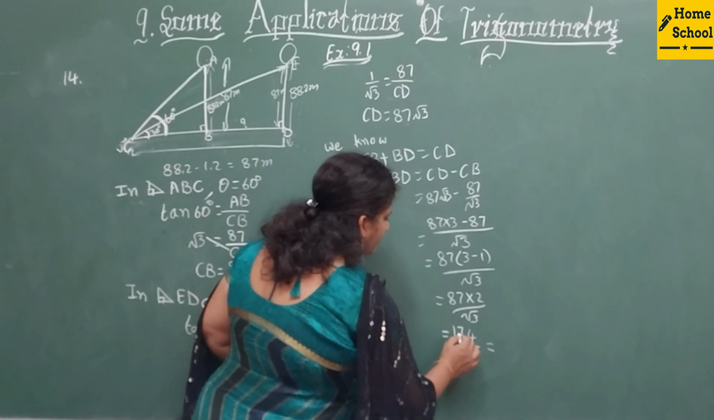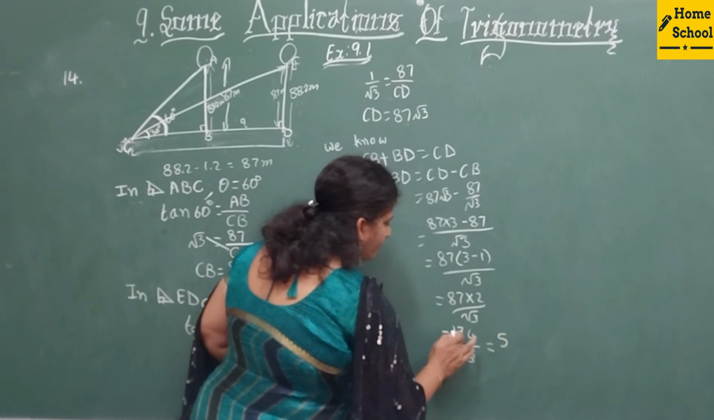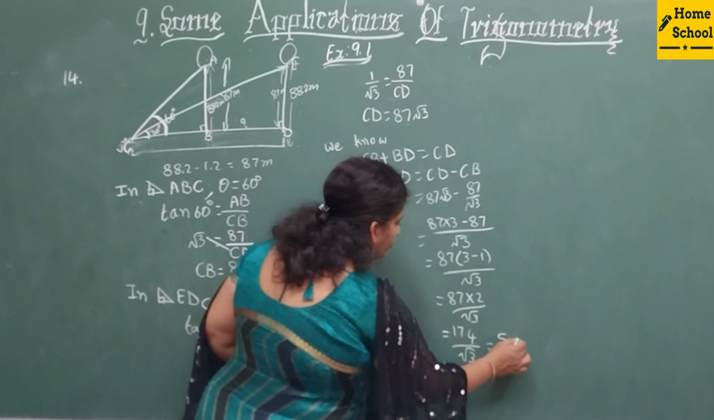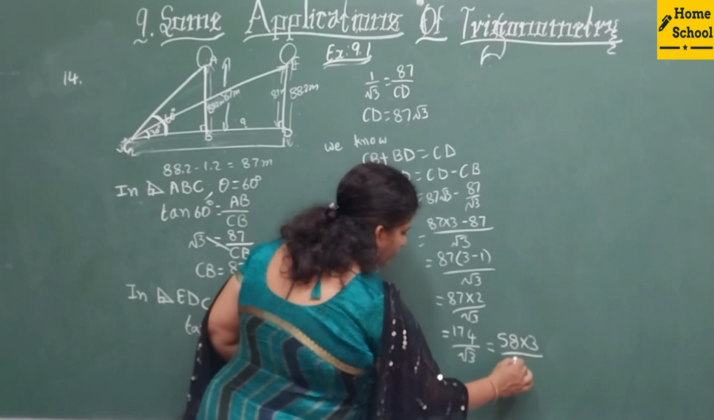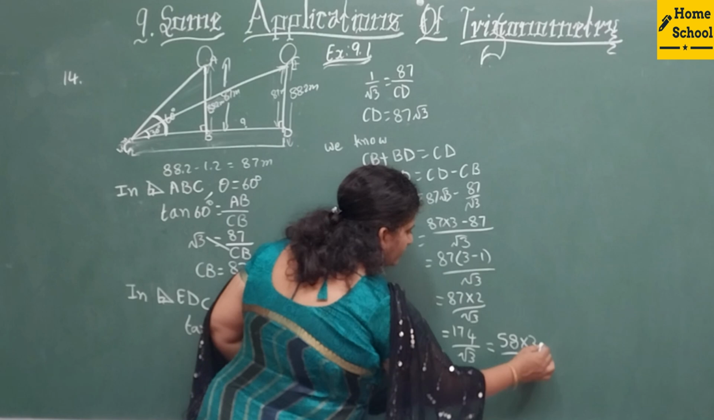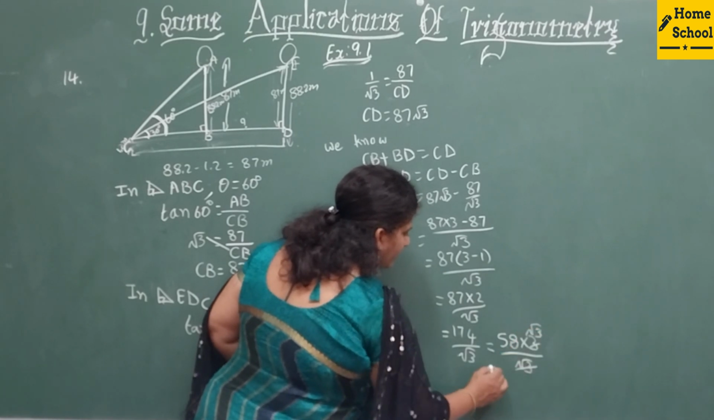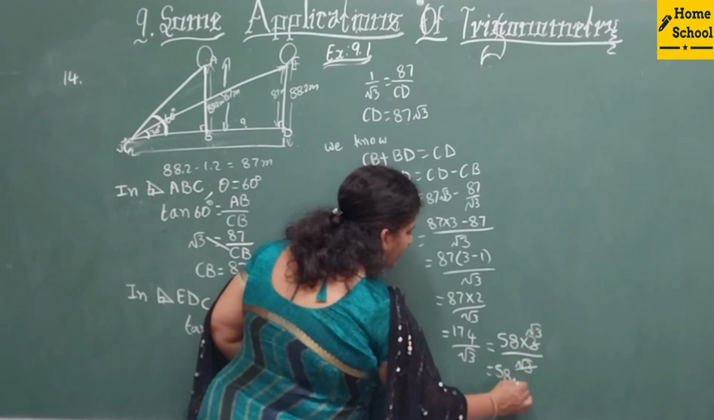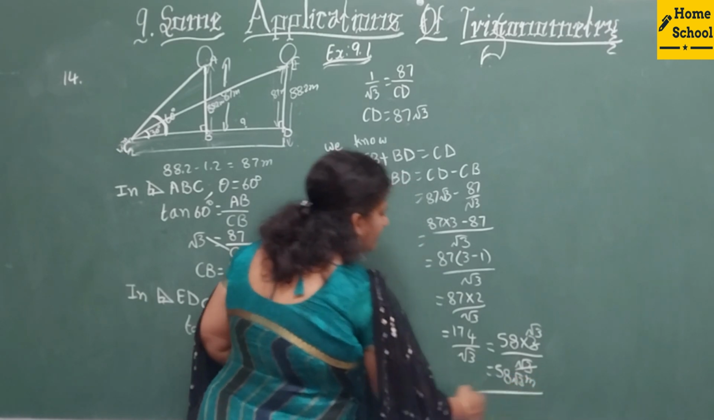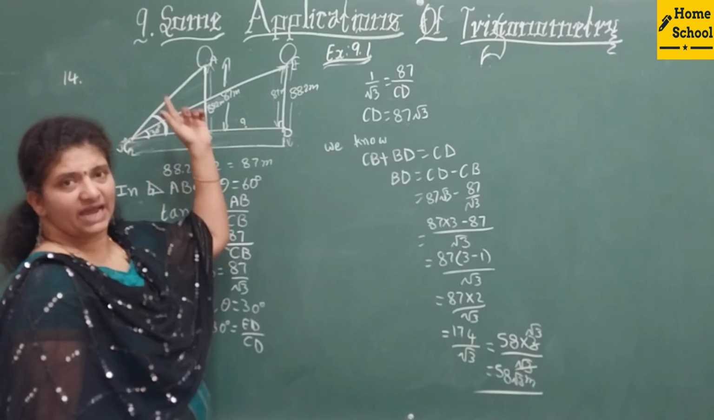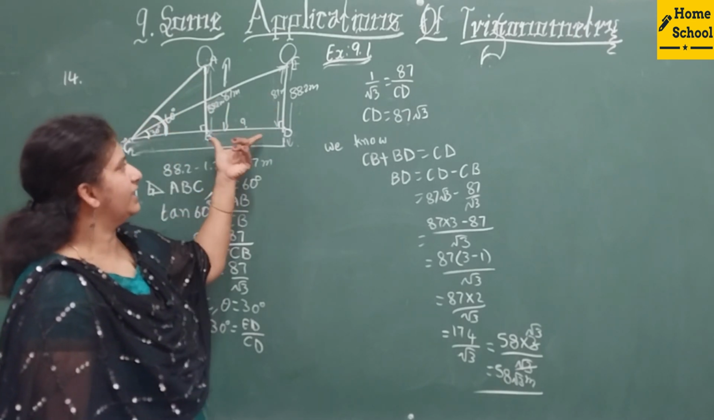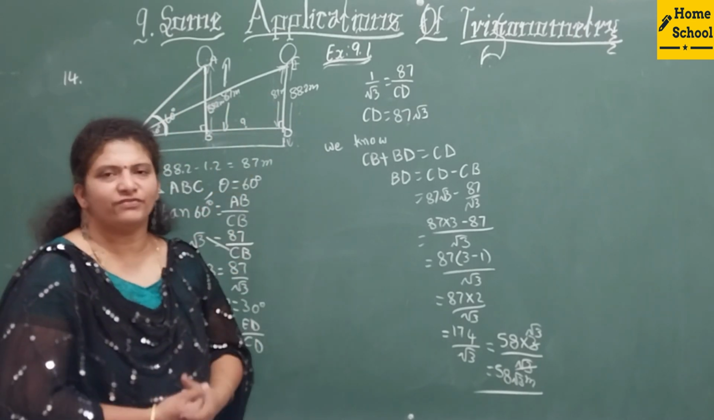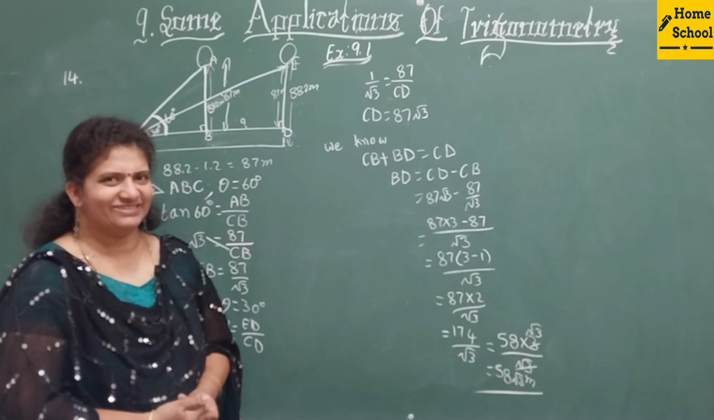Yes. 3 5s are 15, 24, 3 8s are 24, right? 58 3s are 174. Now cancel with root 3. Root 3 cancels. 58 root 3 meters is the distance travelled by the balloon from 60-degree angle to 30-degree. What is the distance? 58 root 3 meters.